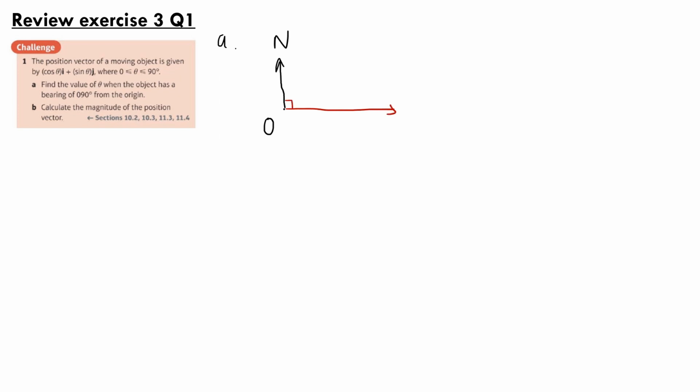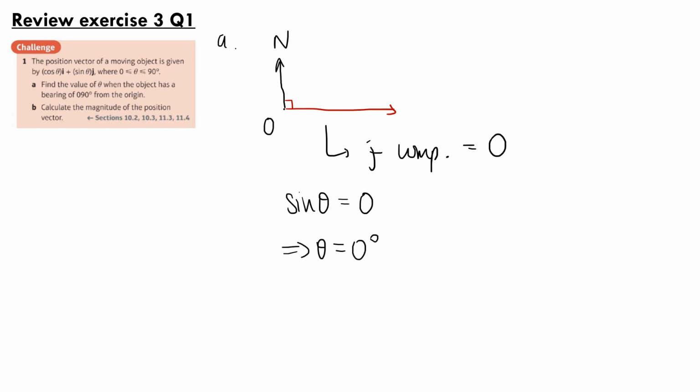Now, we know that the j component, so the vertical component of any vector on this line, is going to be equal to 0. So we know that sine of theta must be equal to 0. So theta is equal to 0 degrees. Because remember, we must have it between 0 and 90.